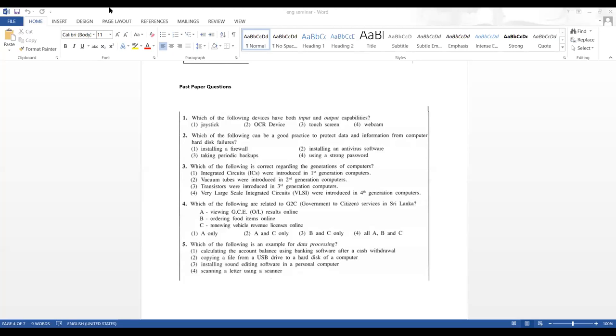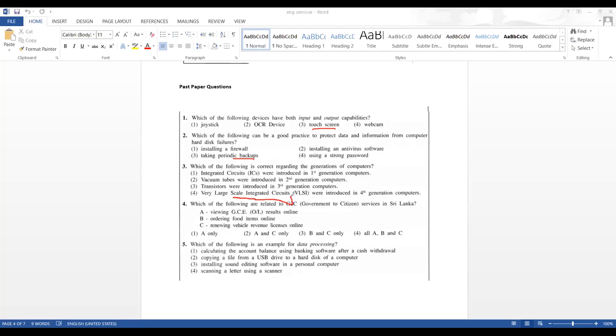Okay, we'll move. First one, most of you have put the correct answers. Good. Which of the following devices have both input and output capability? Touch screen. Then which of the following can be good practice to protect data from computer hard disk failures? That is backups, taking backups. That means if something physically happens. Which of the following is correct regarding generation of computers? That is the fourth answer.